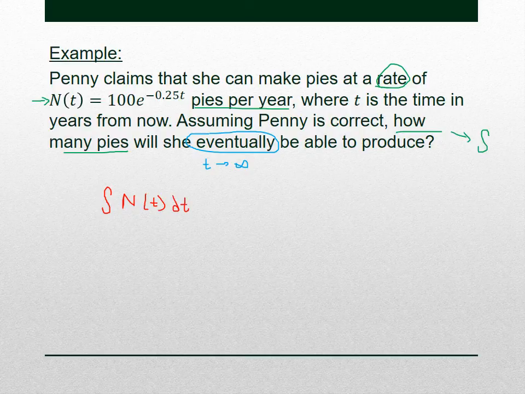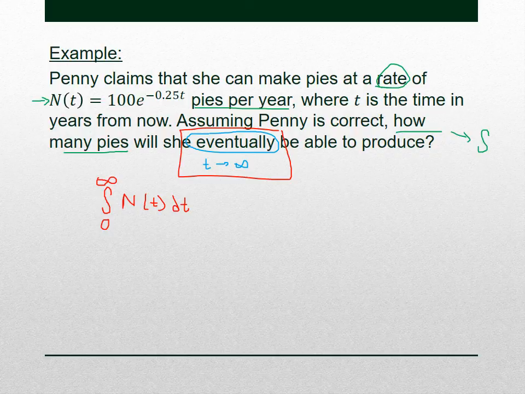So because we're accumulating, we want the definite integral from what to what. We'll figure that out in a second, but of this function. Right? If we take a definite integral of n of t, which gives the rate of pies per year, then the definite integral will give the accumulation, the total number of pies. If we're starting right now, then that's at time equals 0. And if we're going on eventually, that means we want to go all the way out to infinity.